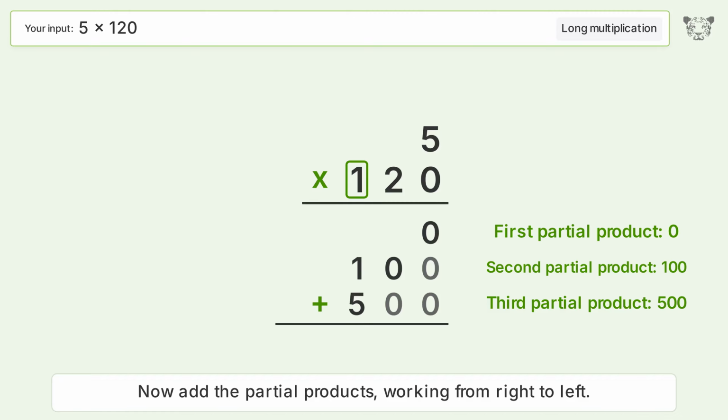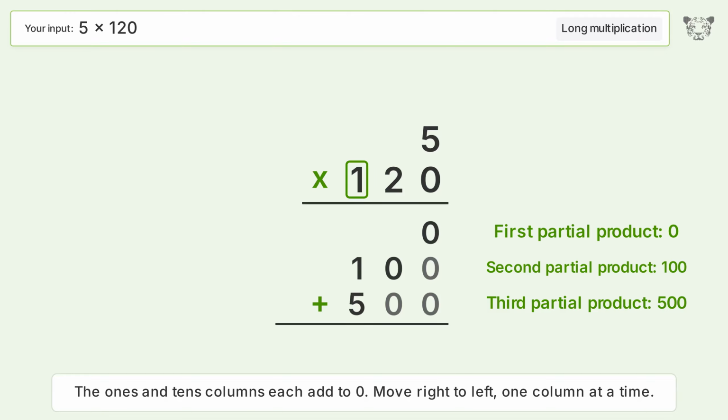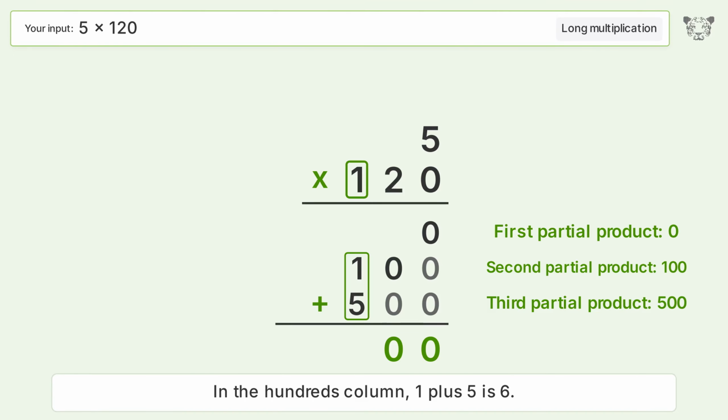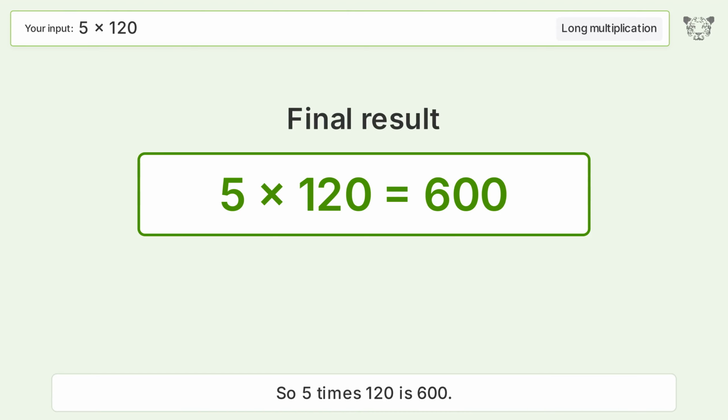Now add the partial products, working from right to left. The ones and tens columns each add to 0. Move right to left, 1 column at a time. In the hundreds column, 1 plus 5 is 6. The whole product is 600. So 5 times 120 is 600.